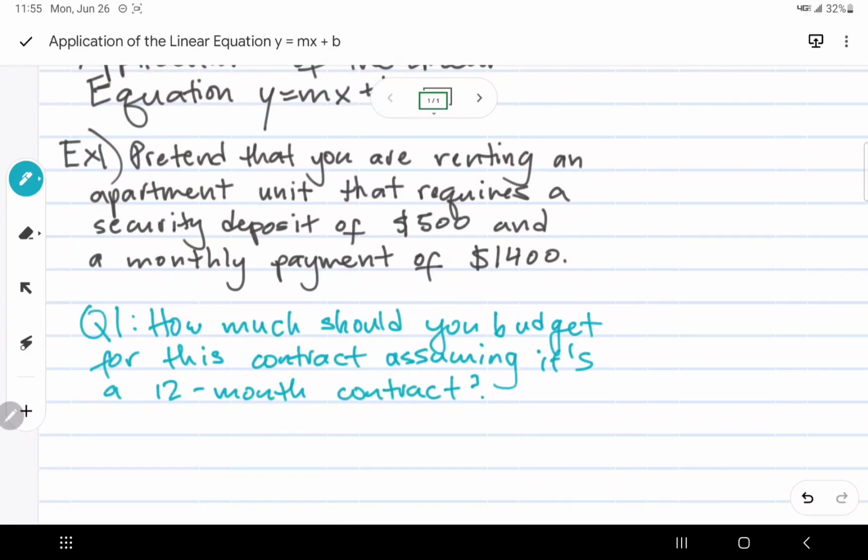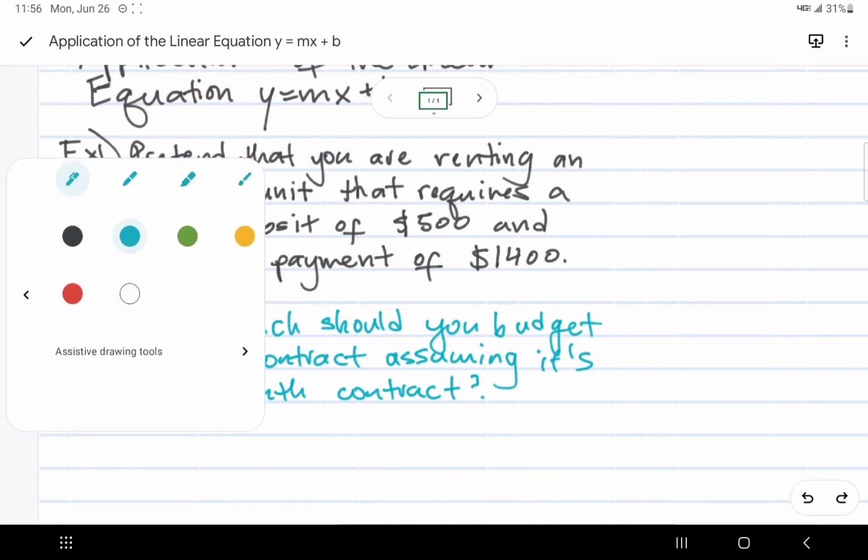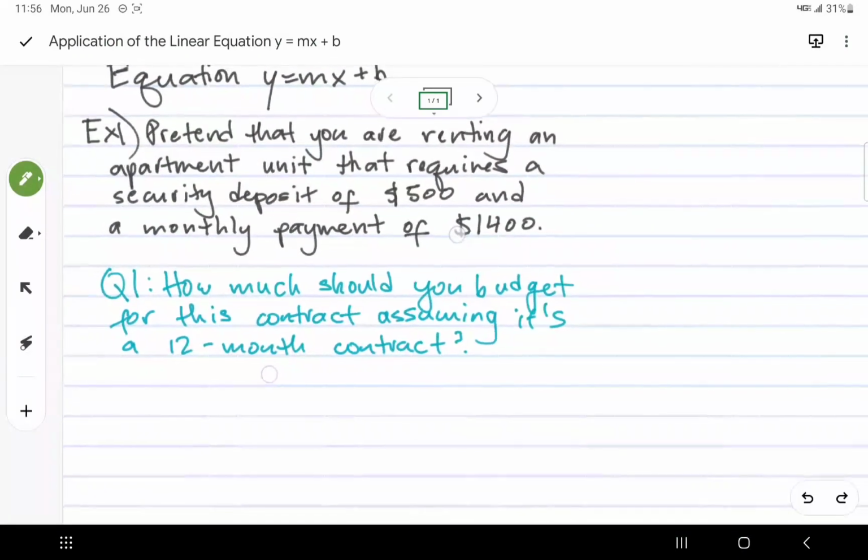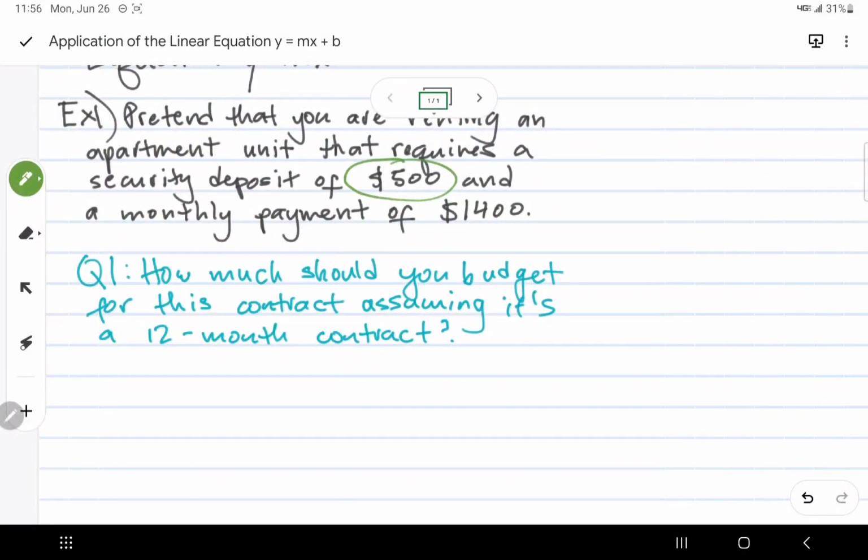Okay, so basically, let's say you are renting an apartment and there's a security deposit or a one-time payment at the very beginning, and in this case it's this $500, and every month, first month, second month, until the 12th month, since it's a 12-month contract, you'll pay $1,400. So the first step here is to better identify how we can write this in a function.